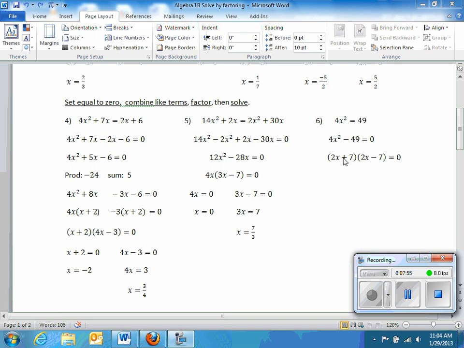One has a plus, one has a minus. This is 2x because that's what you have to square to get 4x squared. This is 7 because that's what you have to square to get 49. This is also 2x, and that's also 7.